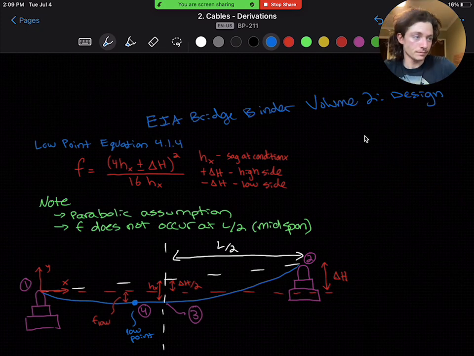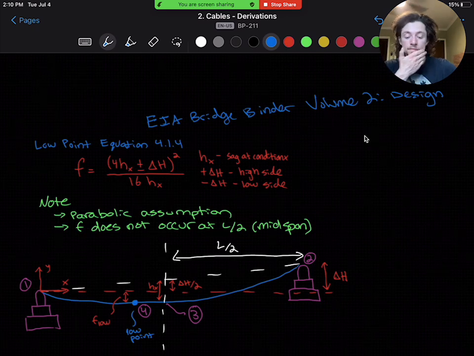All right. During this process, once again, let us assume that for our span range, the cable follows a parabolic shape, which the previous video should have also shown you: under a uniform dead load or a uniform load, the cable will deflect in a parabolic shape. And we'll also note that the f point does not occur at L/2 at midspan. So this is a common misconception. This would only be the case if the towers had zero height difference between them. Once there is a difference in height, that delta H, the low point is always going to skew towards the lower side.